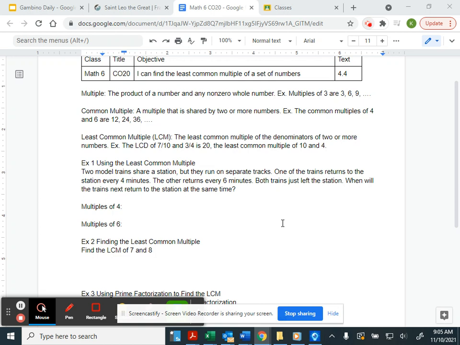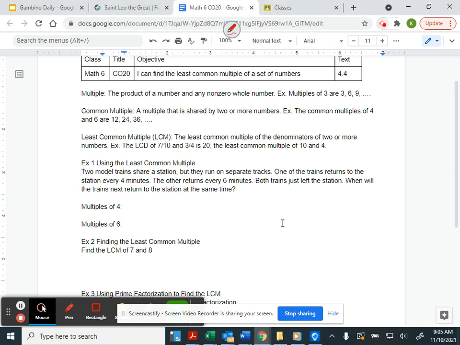Good morning. Today we are finishing up this unit 3 with our CO20. I can find the least common multiple of a set of numbers. So a multiple is the product of a number and any non-zero whole number.